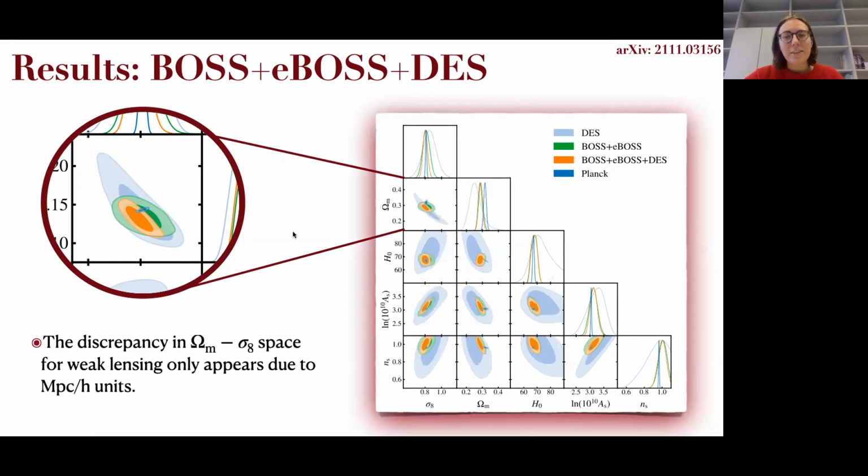And that's in comparison to the usual parameter space, with relative matter density and sigma 8, where you see this familiar banana and the Planck contour being high. And when we compare the two, what we can say is that for these data sets, the discrepancy in the matter sigma 8 space for recleansing only appears due to the use of these megaparsec over h units.